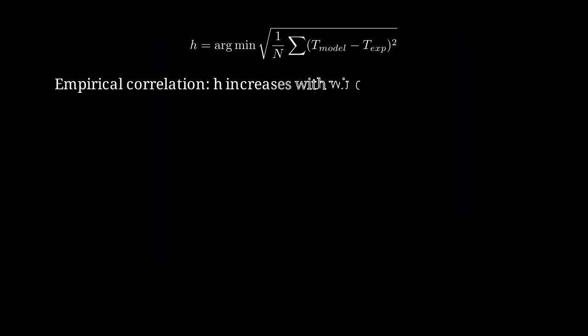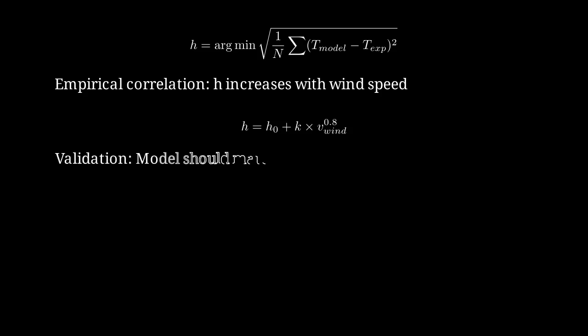Once we fit H for multiple wind conditions, we can develop an empirical correlation showing how H increases with wind speed. A typical correlation is H equals H0 plus K times wind speed to the 0.8 power, where H0 is the natural convection coefficient. A good model will accurately reproduce both daytime temperatures when solar heating dominates and nighttime temperatures when radiative cooling dominates.